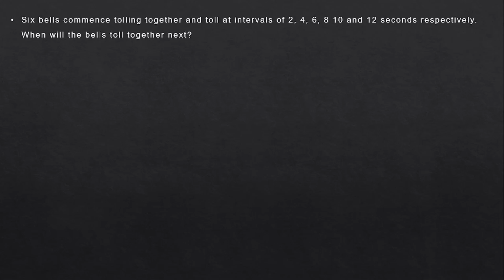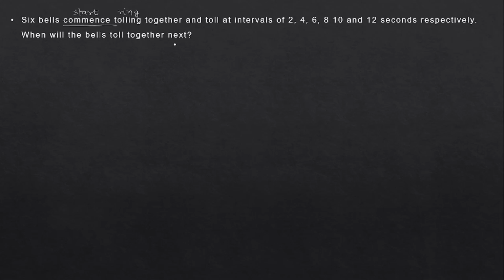The statement of the question is: six bells commence tolling together and toll at intervals of 2, 4, 6, 8, 10, and 12 seconds respectively. When will the bells toll together next? Let us understand the meaning of these words. Here the word commence means start and toll means rings. So six bells start to ring together.